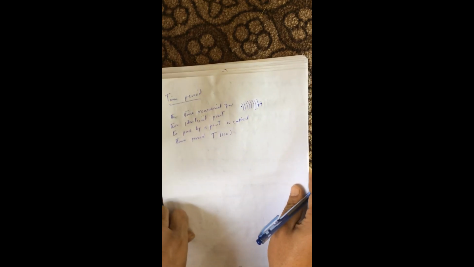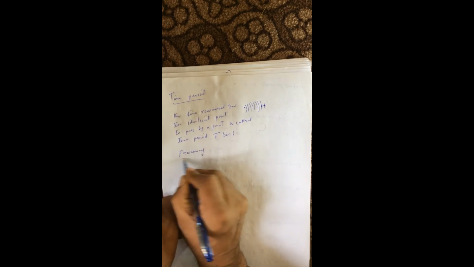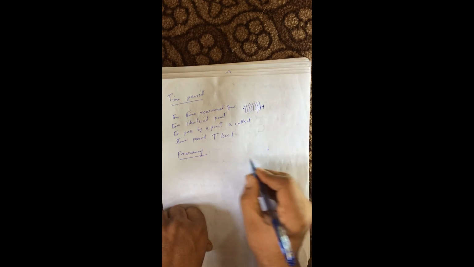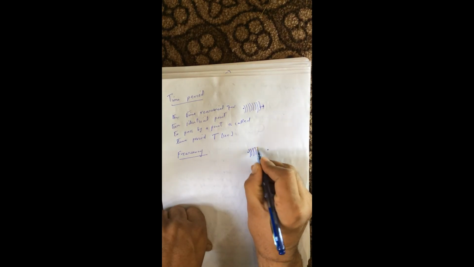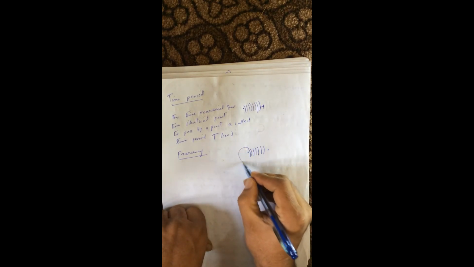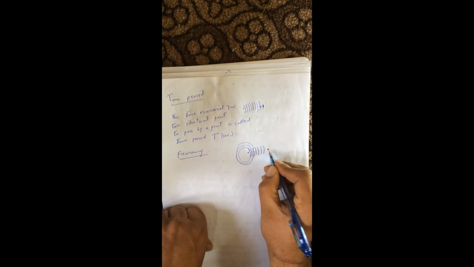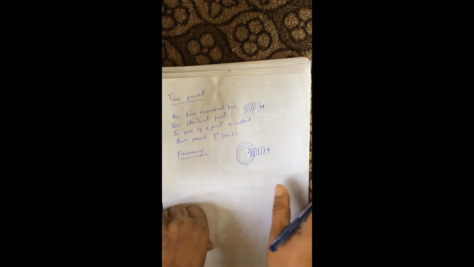Next we have another term associated with the wave, which is called frequency. What is meant by frequency? Again I will consider the example of a water wave. Suppose someone is creating a disturbance at this point, and due to this disturbance, water waves are propagating in different directions. Someone is measuring the number of identical points, like crests or troughs, passing through this point in 1 second.